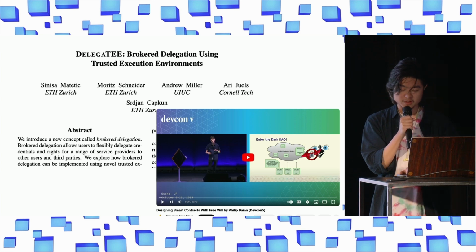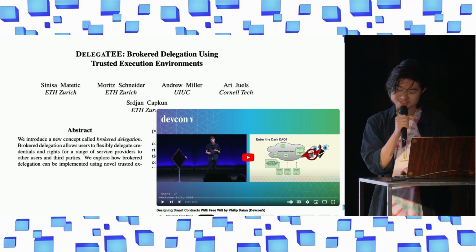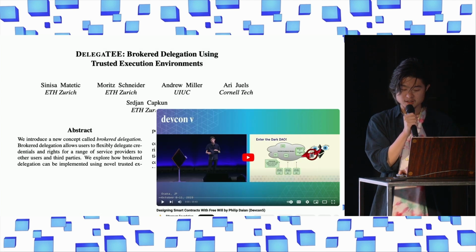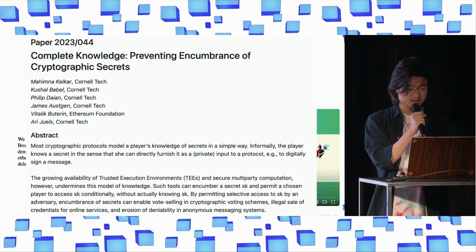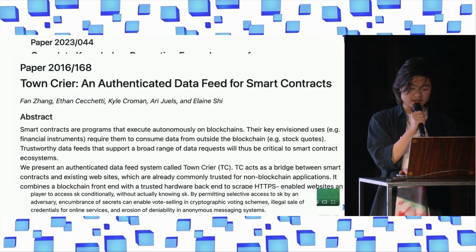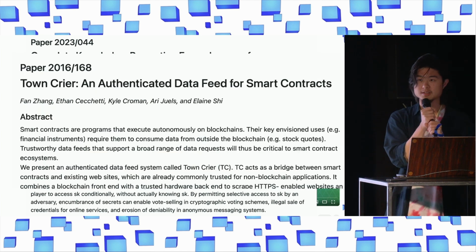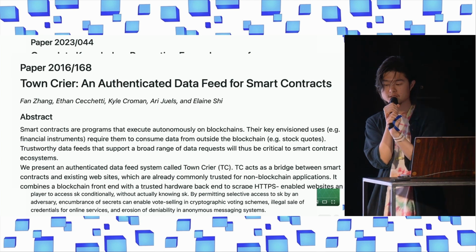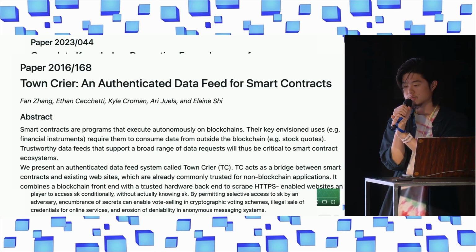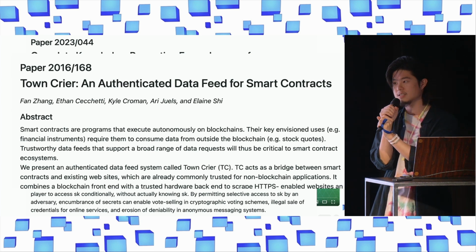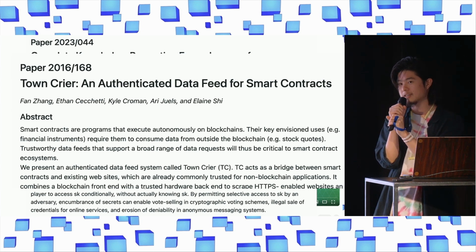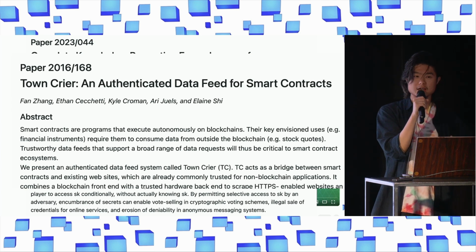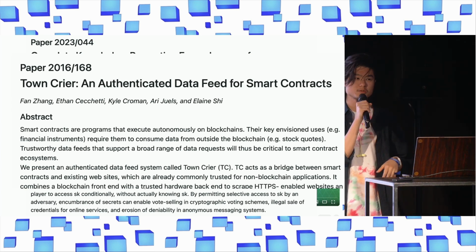And of course, I think in DEF CON, Dark DAOs and designing smart contracts with free will was a follow-up work on this, as is Complete Knowledge. And then finally, with Town Crier, I think, 2016 is really old work. So what it does is essentially it allows you to do a TLS connection from inside the TEE to prove some Web2 data was credibly fetched, therefore allowing you to move valuable state from Web2 to Web3.